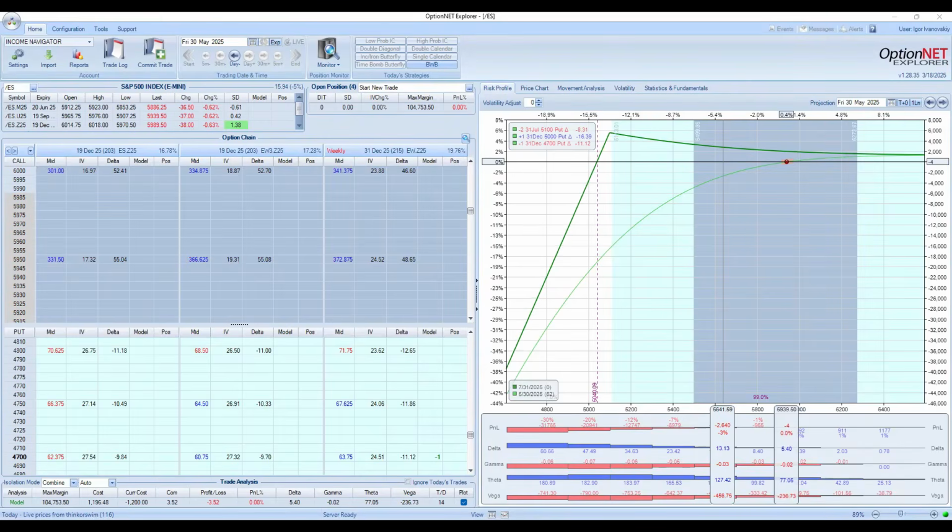Today is Friday, May 30th, 2025. This is You've Got Options for Income Navigator. And today we're going to talk about hedged income trades. We're going to look at a position that I added today.